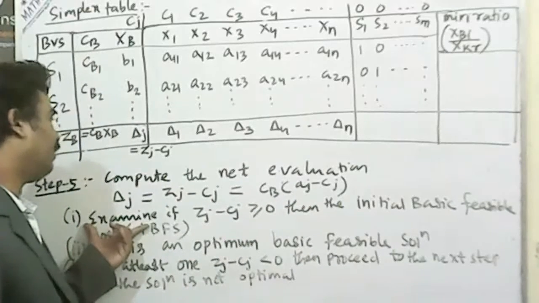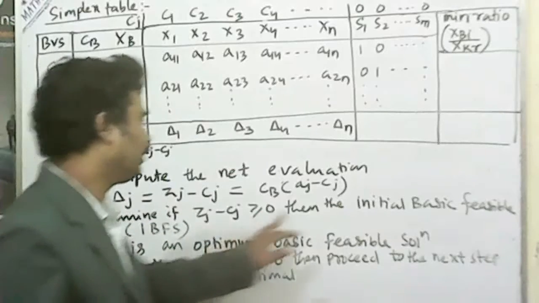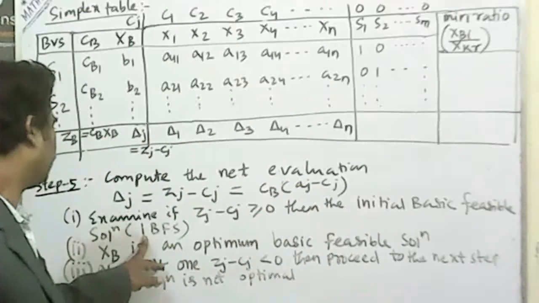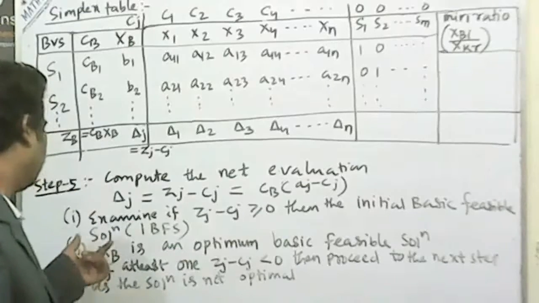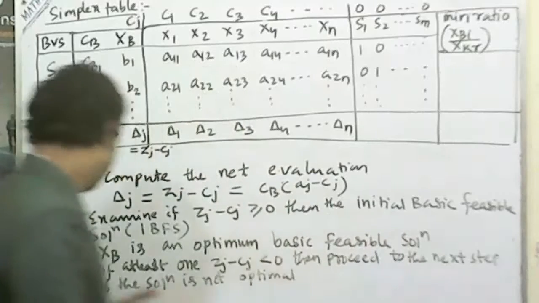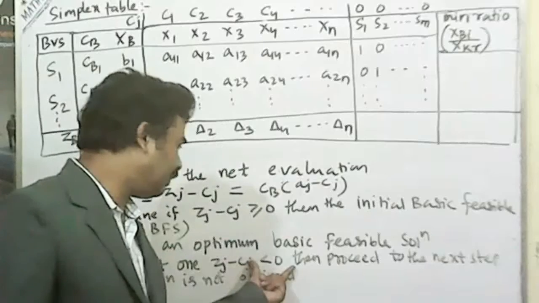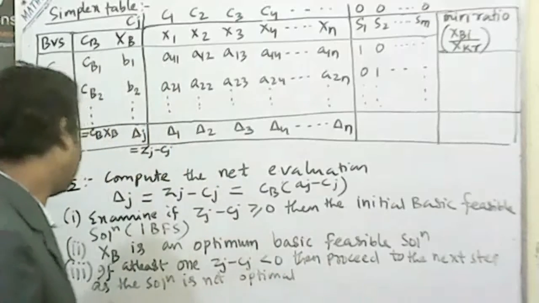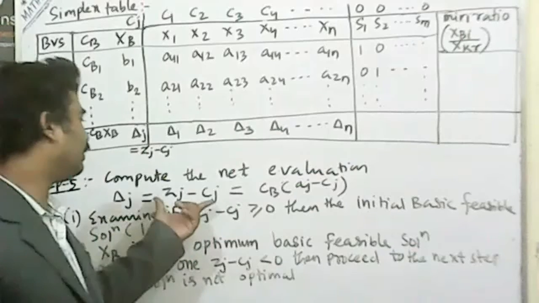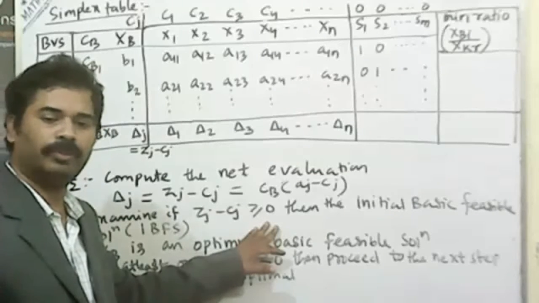Now examine if zj minus cj is greater than or equal to 0, then initial basic feasible solution IBFS will get. XB is an optimum basic feasible solution. If at least one of zj minus cj is less than 0, then proceed to the next step as the solution has not come.